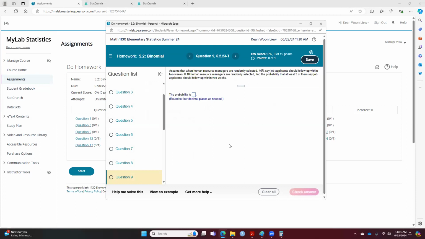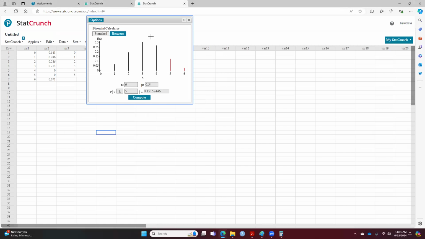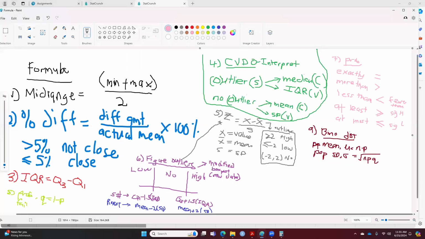If you get a tutor, make sure the tutor knows how to use StatCrunch to do the work here, because we're not going to use any crazy formulas like that. The only formulas you need to know are this kind of formulas. Again, it's not that difficult. They're pretty easy formulas.